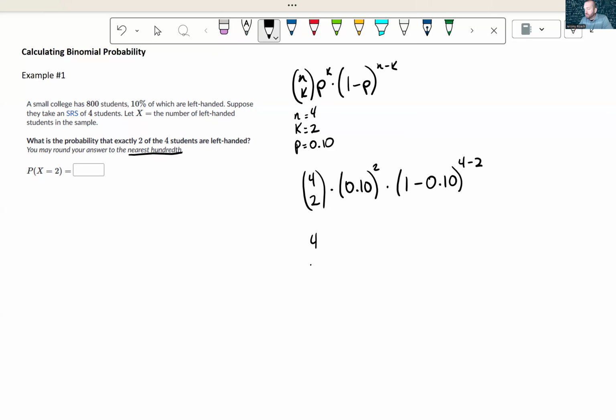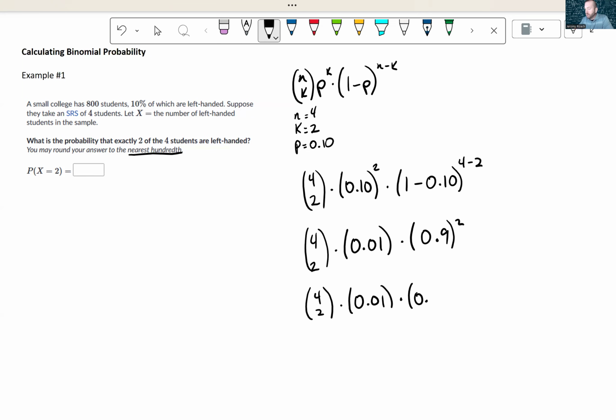So now we got 4 choose 2 times, this is going to be 0.01 times 0.9 squared. So now we have 4 choose 2 times 0.01 times 0.81.